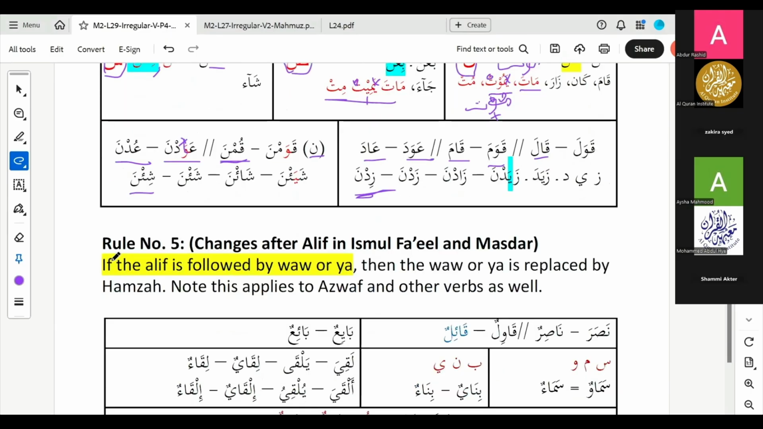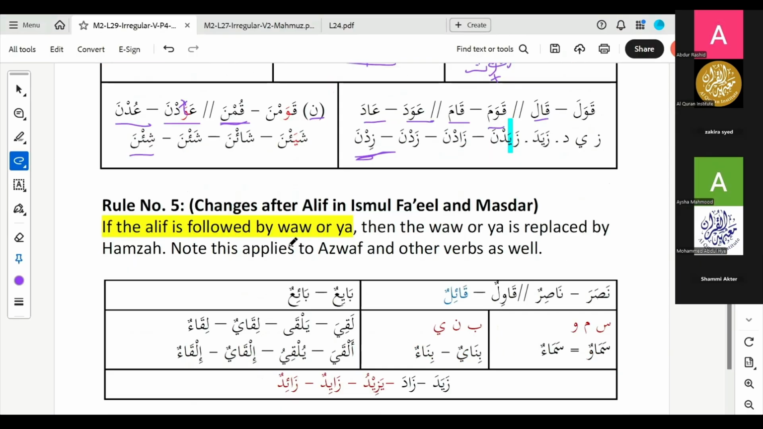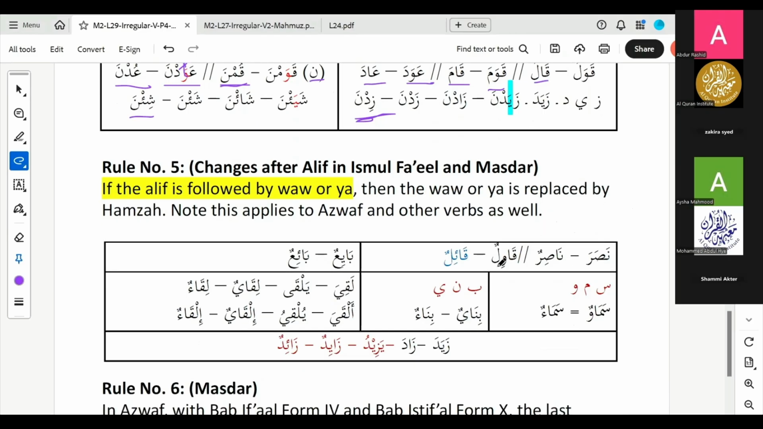So now the rule number 5, change alif in ism fa'il and masdar. If the alif is followed by waw or ya, then the waw or ya is replaced by hamza. Normally, the fa'il pattern for form 1 is fa'ilun. Based on that, nasara, nasirun. And for the ajwaf word qaf, waw, lam, it becomes qawilun.